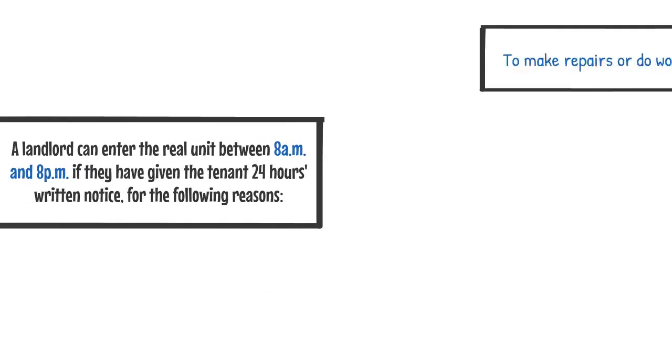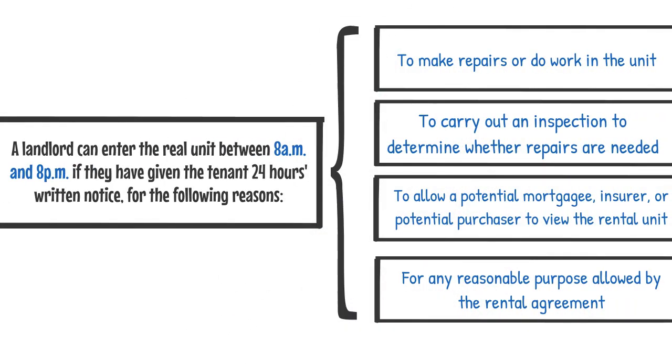A landlord can enter the rental unit between 8 a.m. and 8 p.m. for the following reasons if they have given the tenant 24 hours written notice: to make repairs or do work in the unit, to carry out an inspection where reasonable in order to determine whether repairs are needed, to allow a potential mortgagee, insurer, or potential purchaser to view the unit, for any reasonable purpose allowed by the rental agreement.